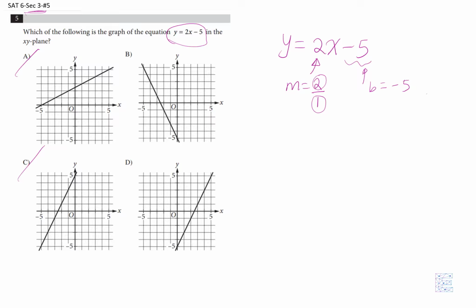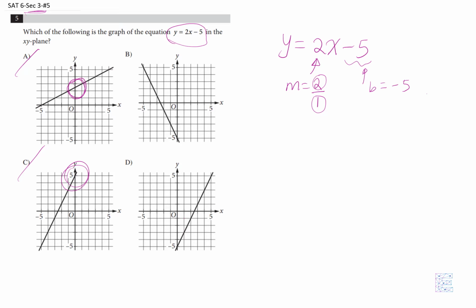Why can we eliminate A? Because the y-intercept is not -5. And here the y-intercept is at +5, whereas we were looking for a y-intercept of -5. That leaves B or D as the answer to this question.